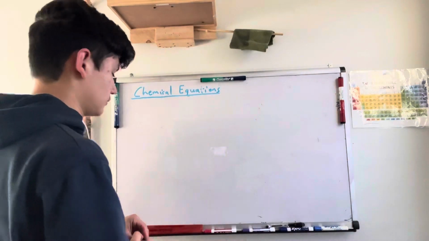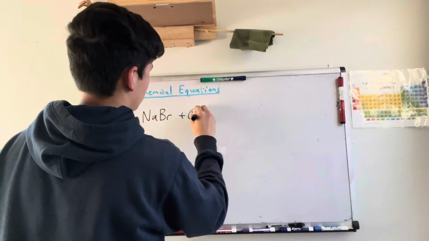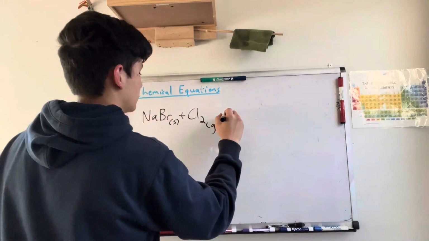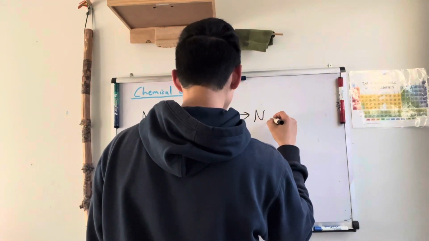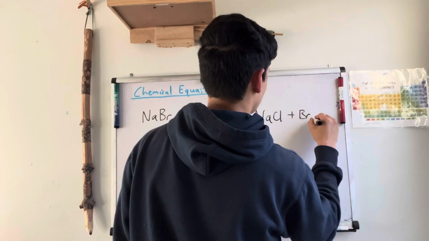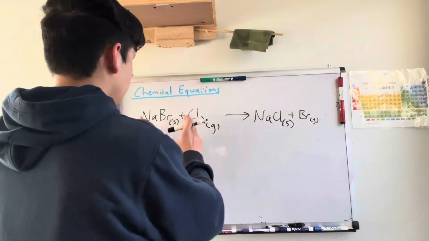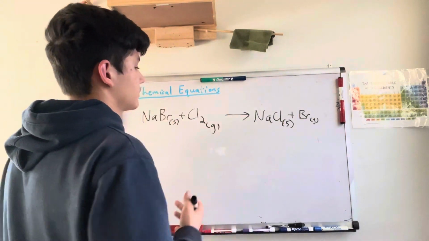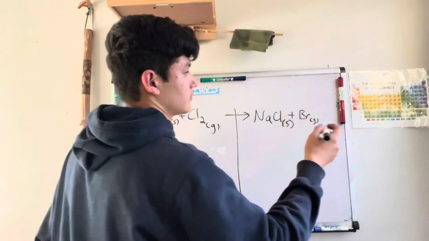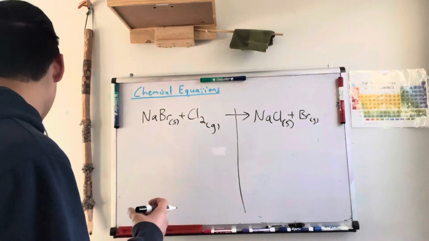Okay, so let's do one more reaction. So here we have sodium bromide plus chlorine gas yields sodium chloride plus bromine gas. The reason why this reaction occurs is due to the periodicity of chlorine. Now you can't see the periodic table quite well here, but chlorine is above bromine. It has a higher electronegativity, so it wants that cation more.